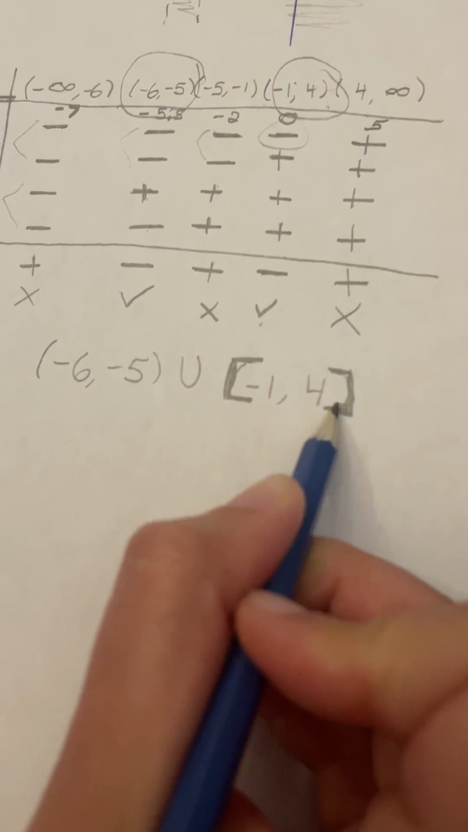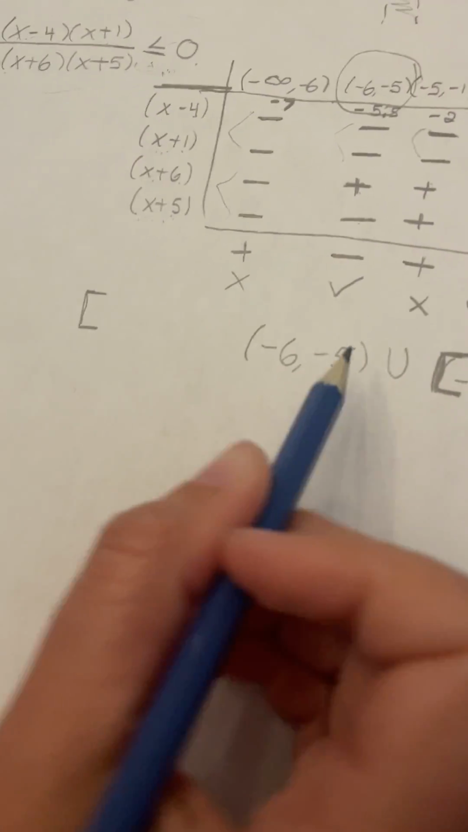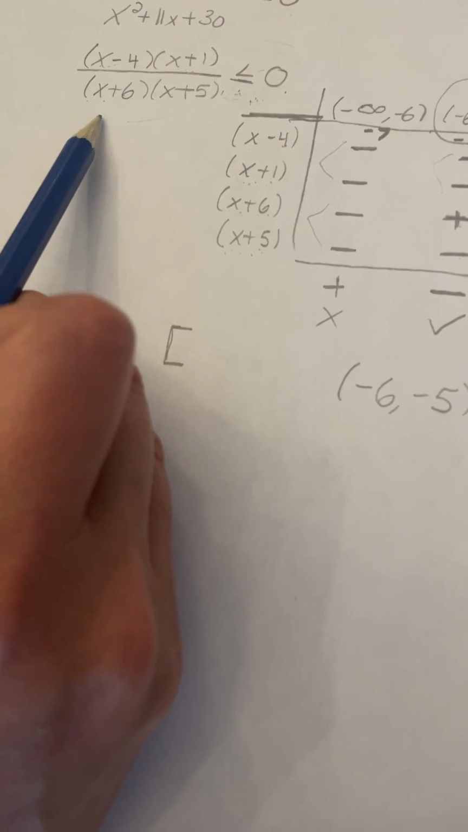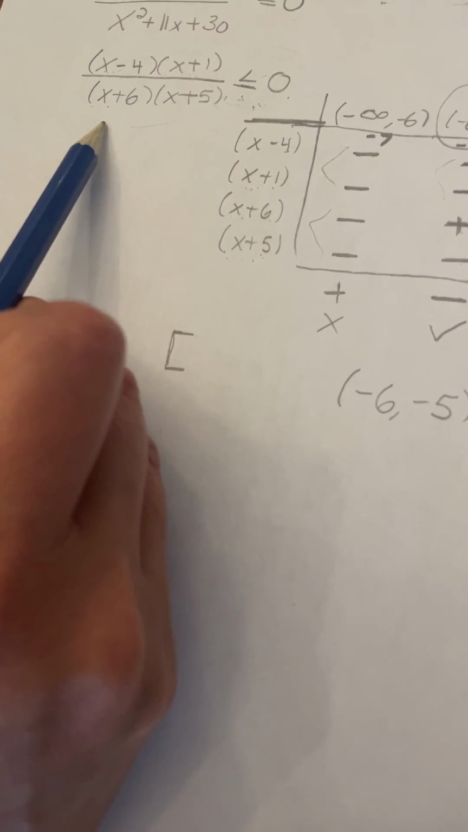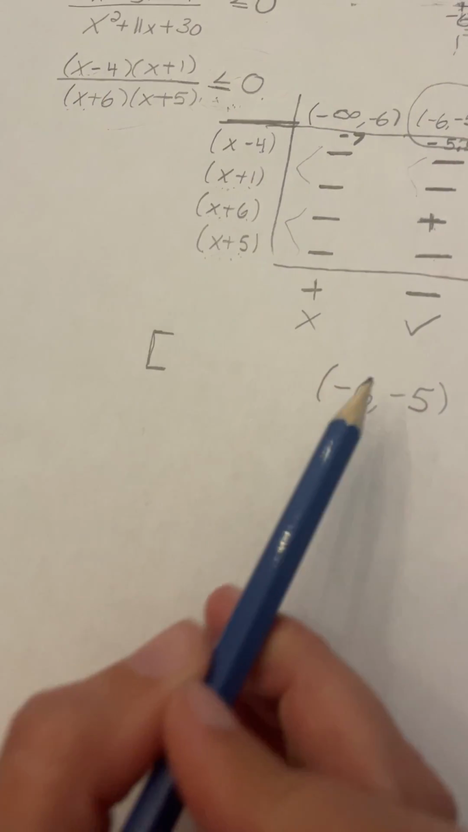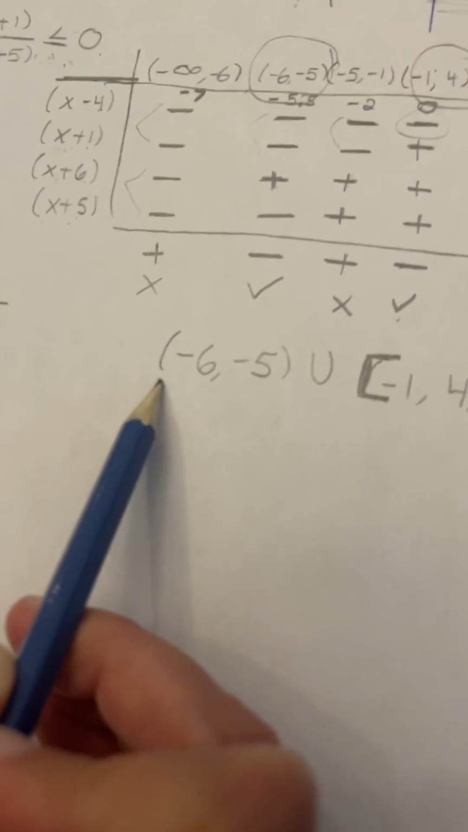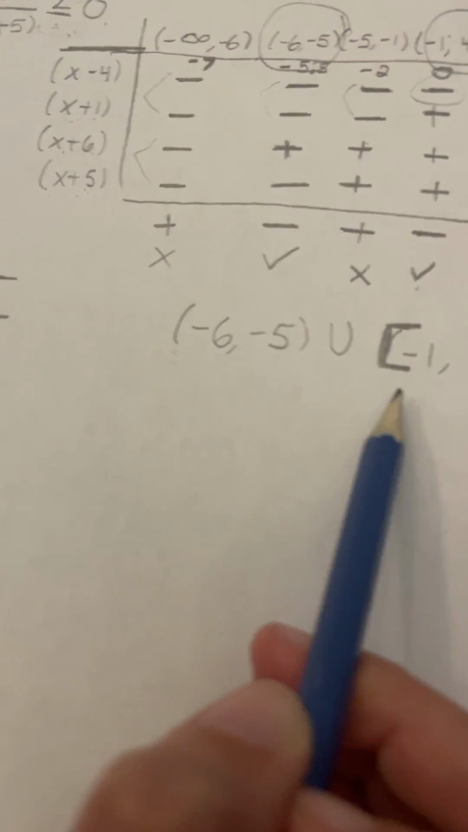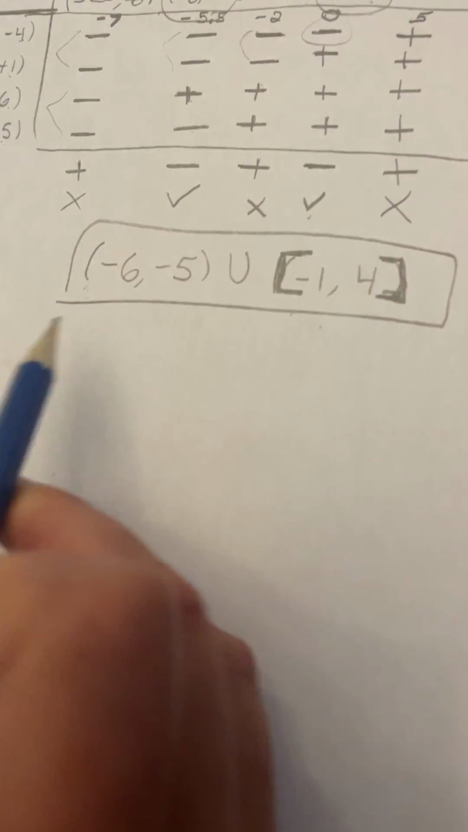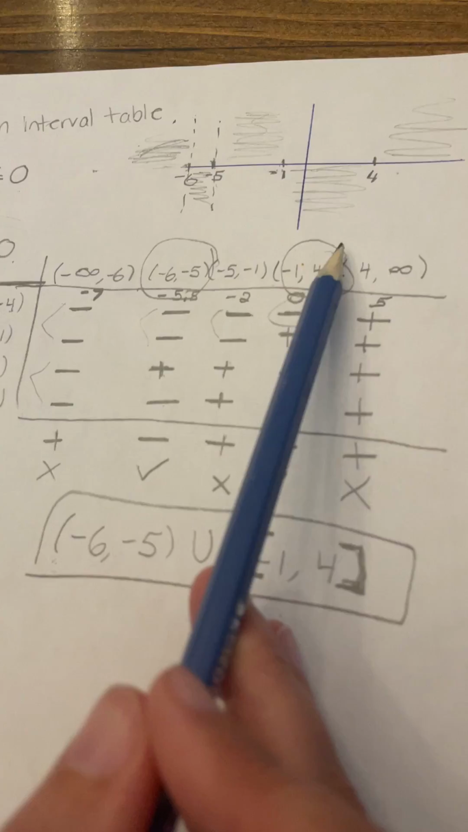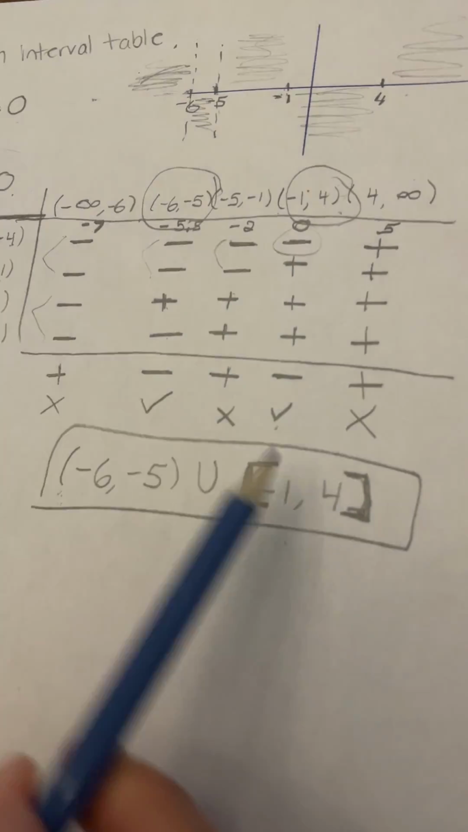Why can't it equal -6 and -5? Because that would make the bottom of this 0, the denominator 0, and we cannot divide by 0. It doesn't exist. So it doesn't exist at -6 and -5, so we actually put round brackets here. It goes all the way up to -6, but doesn't include it. This one has square brackets because it can include it. This is your final answer. This is the interval at which the function is going to be below the x-axis. So less than or equal to 0. Final answer.